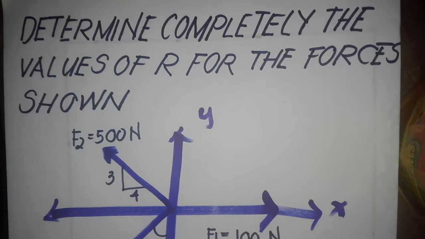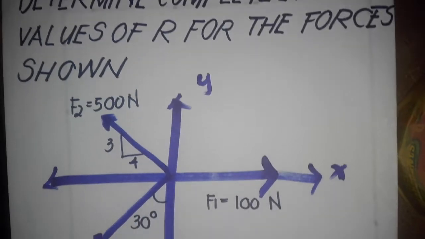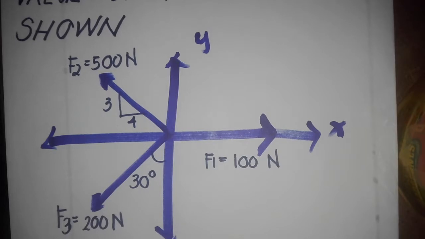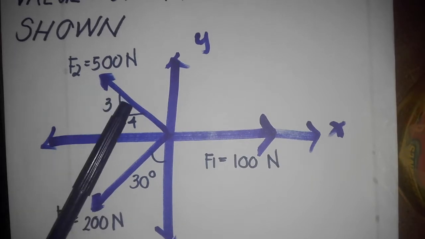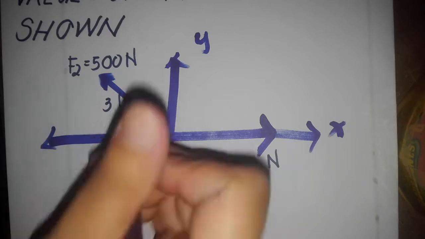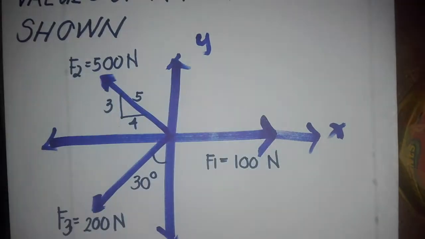on solving resultants. Here's the problem. Number 1. Determine completely the values of R for the forces shown. Here is the figure wherein we have three forces. The first force is F1 equals 100 Newton. The second force equals 500 Newton with the slope of 3, 4, and the hypotenuse of 5. And the third force equals 200 Newton with an angle of 30 degrees.